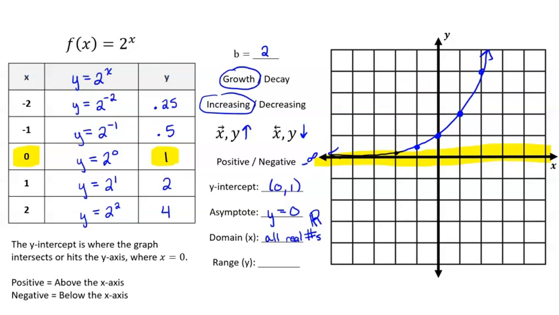But for right now, we're just going to say all real numbers. And then our range, remember, it doesn't hit 0, but it's everything above 0. So our range is going to be everything above that asymptote. And then talking about positive and negative, positive refers to whether our graph is above the x-axis, and negative is if we're below the x-axis, and our entire graph is positive.